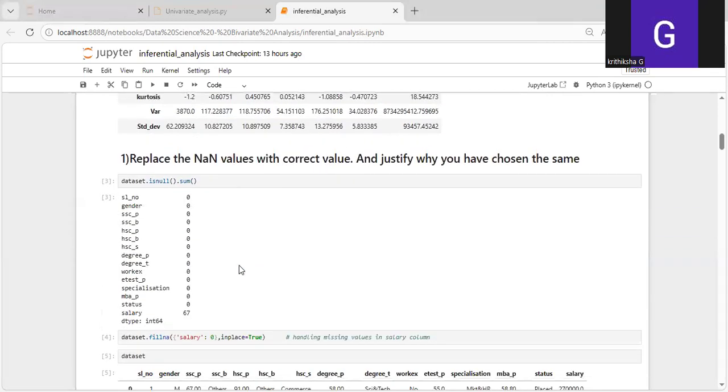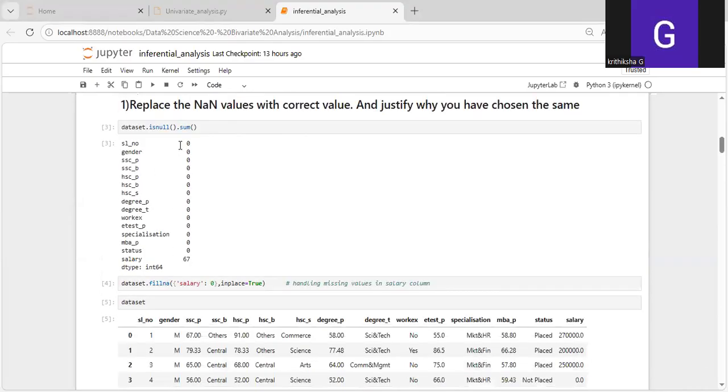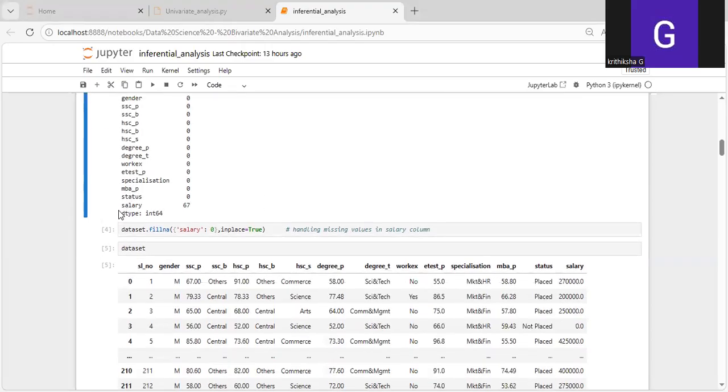First, we are going to replace the NaN values with the correct value. For that, I first have to check how many missing values are present in each column, so I applied isnull and sum on the data set. Seeing here, salary has 67 missing values. We have to handle this.